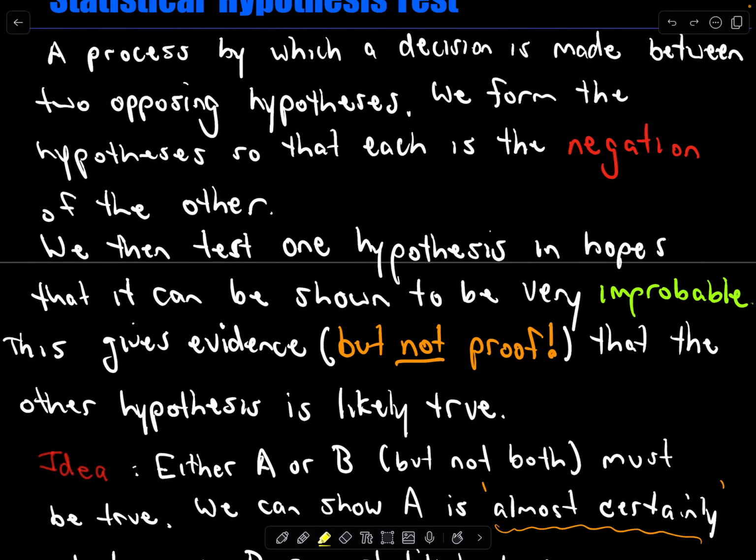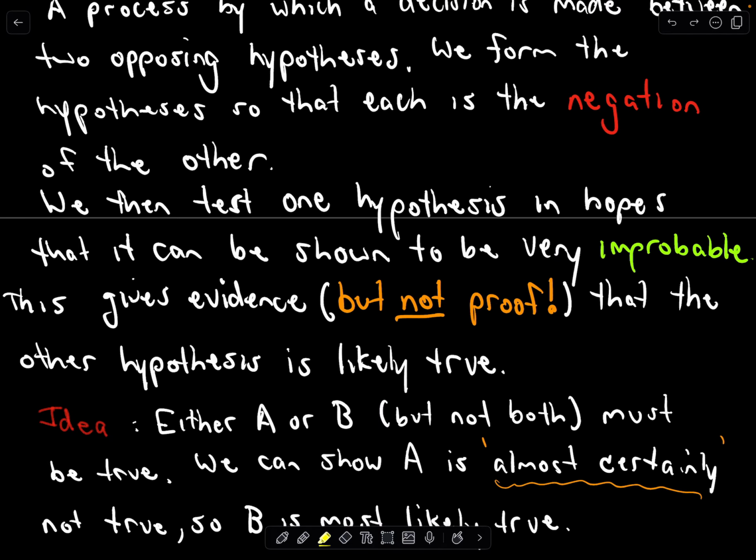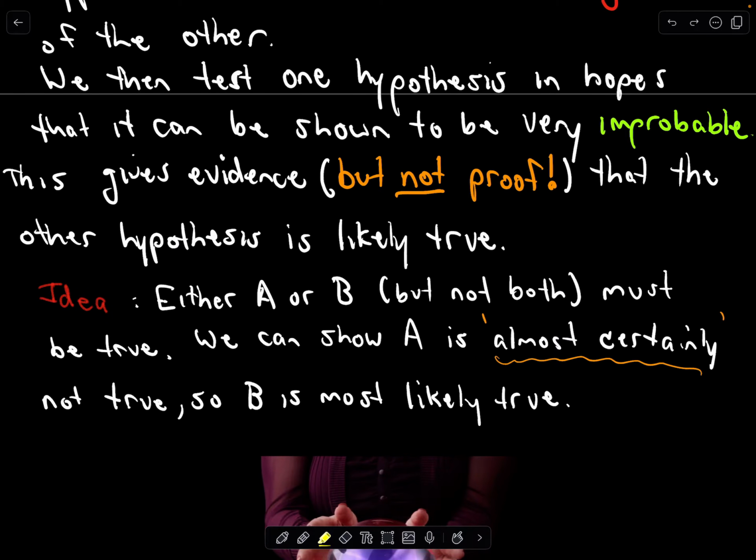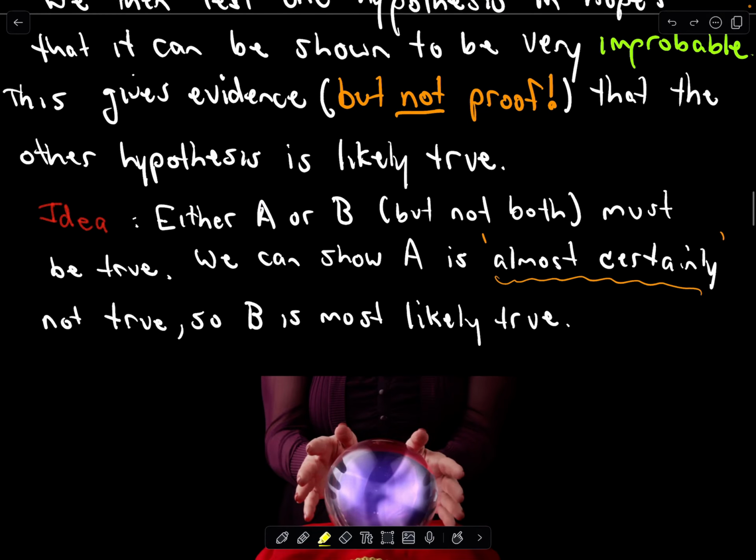So maybe I can test the hypothesis that Patrick's party will be lame. And somehow I can show that the probability of my party being lame is really, really small. It's really improbable that my party is going to be lame. Well, then that lends a lot of evidence to saying that my party is going to be really awesome. So it doesn't prove that it's going to be awesome, but it gives a lot of credibility, a lot of credence to that idea. That's the whole notion of what we're doing here.